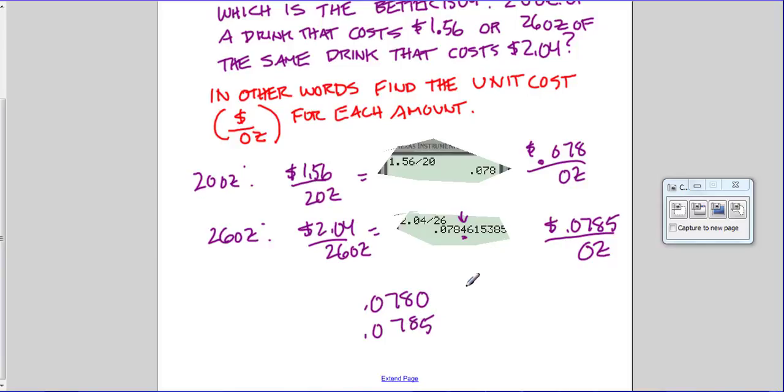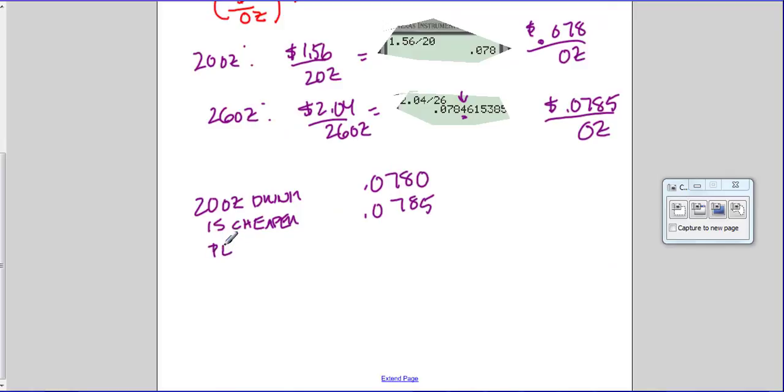that the first drink, the 20-ounce drink, is cheaper per ounce, or is a better buy, since $0.078 per ounce is less than $0.0785 per ounce.